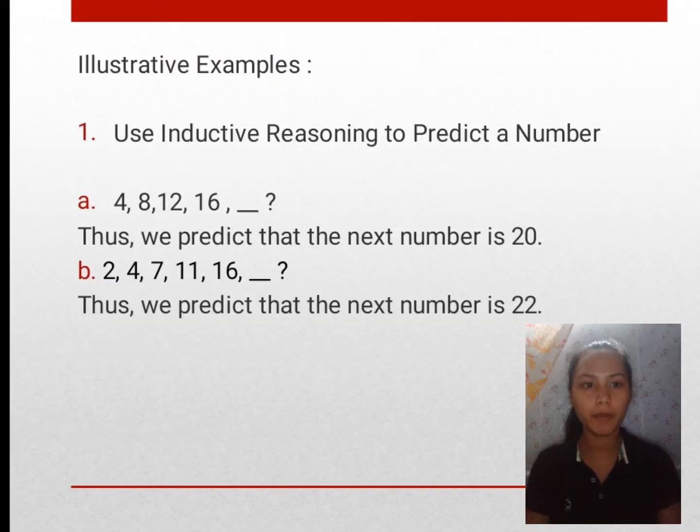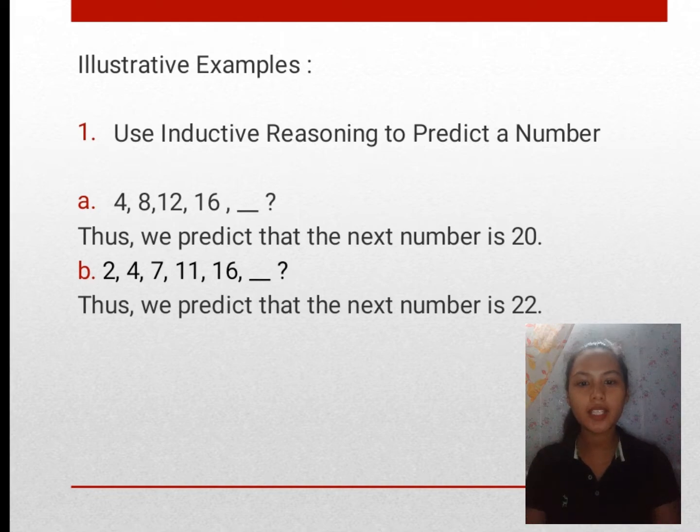So in the first problem, which is A, 4, 8, 12, 16, we need to determine what is the next number. So, solution. Each successive number is 4 larger than the preceding number. Thus, we predict that the next number in the list is 4 larger than 16, which is 20.